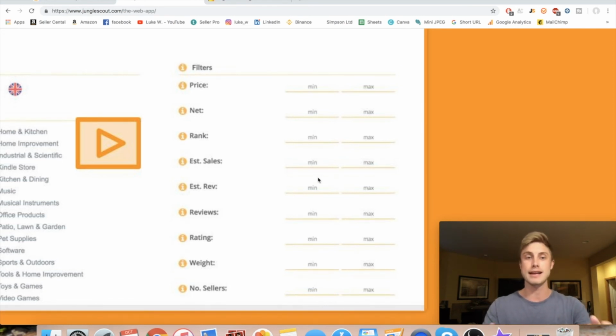Now keep in mind that a lot of people may be using this software, so think 5 steps ahead of everyone else and think of a way that you can bundle to make your product different and bring a better value than everyone else that's using the software.